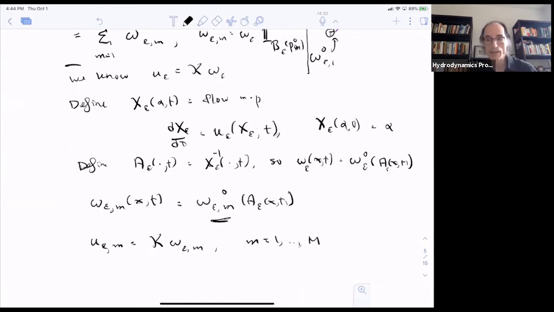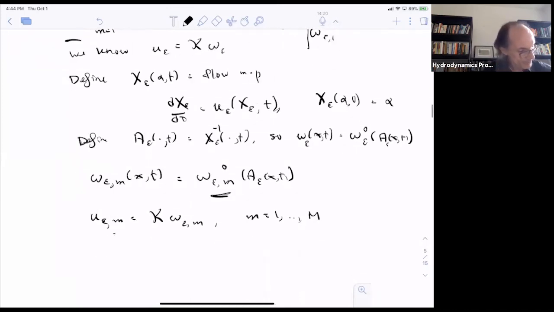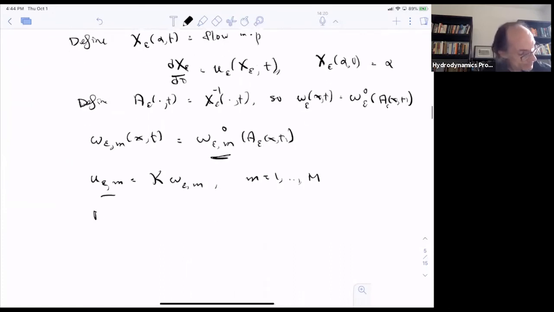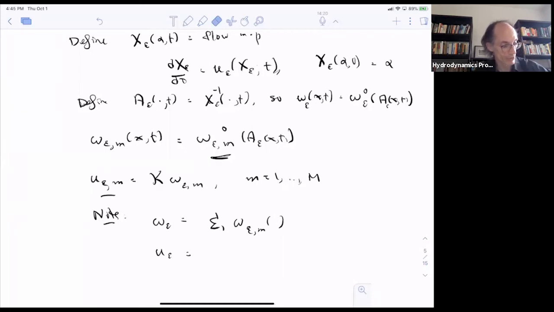Okay, and so good. And so then note that the whole vorticity at time t is just the sum of the omega epsilon m at time t, and similarly for u epsilon. So when I write down this identity, I mean it's true for all x and t, in fact.